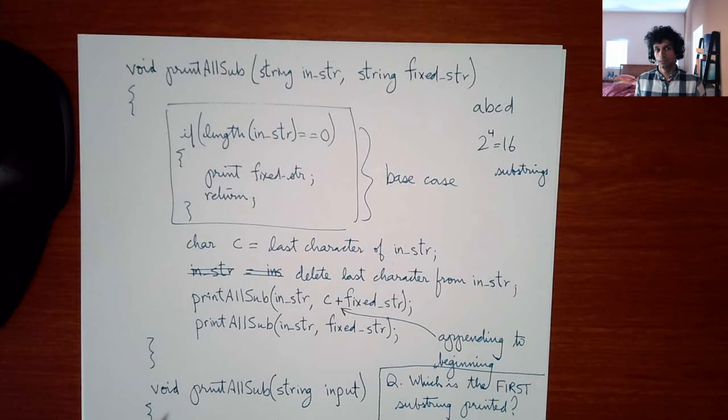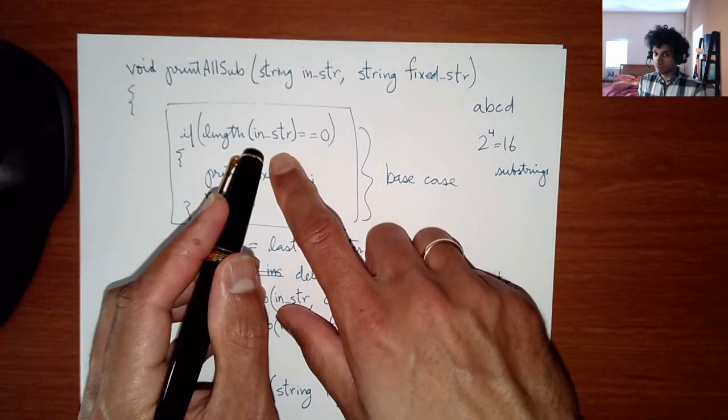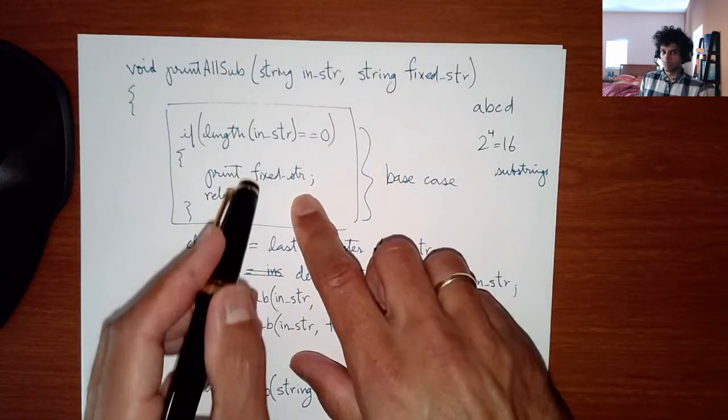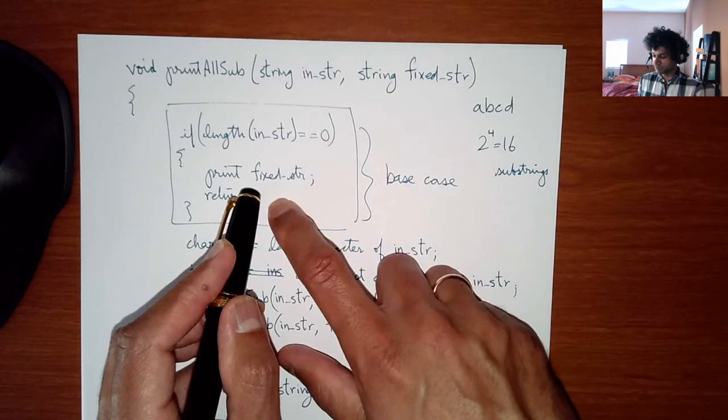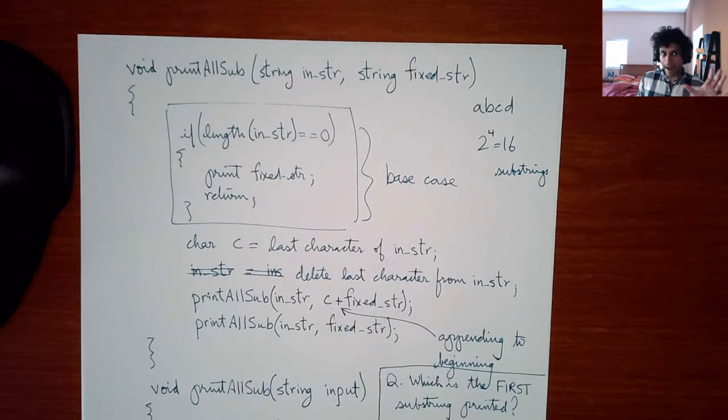But it only prints if length is equal to 0, right? It only prints if the list is empty? It only prints if the input string is equal to 0, but it's printing the fixed string, not the input string. Oh, okay. So eventually, for every substring, the input string will eventually become 0.